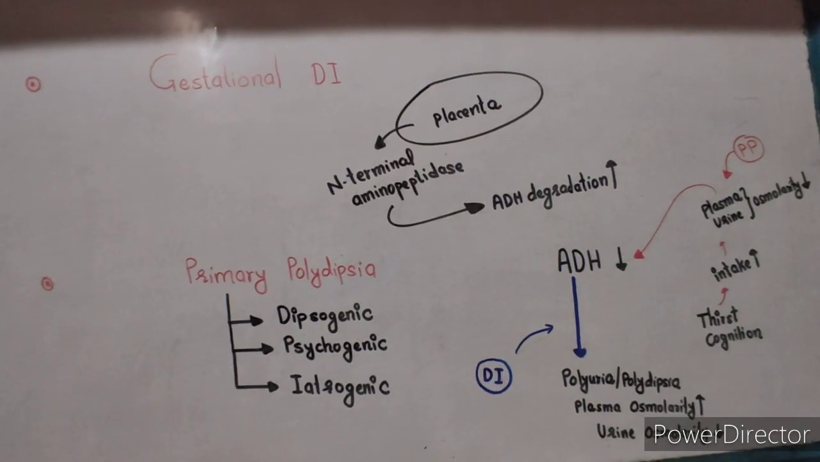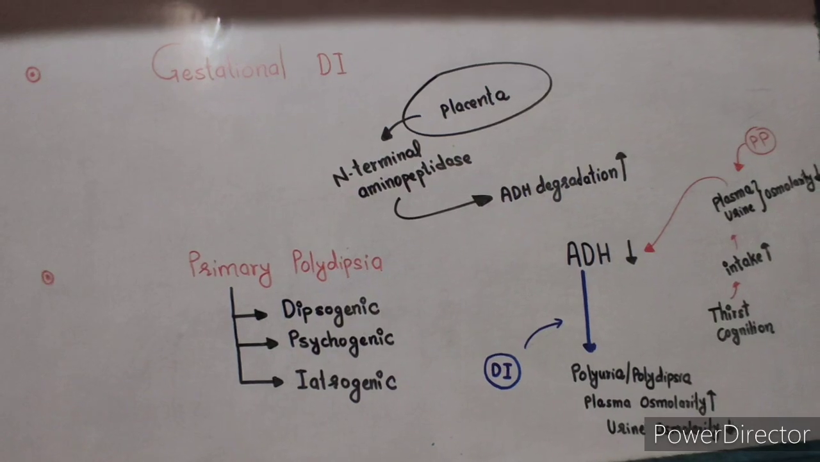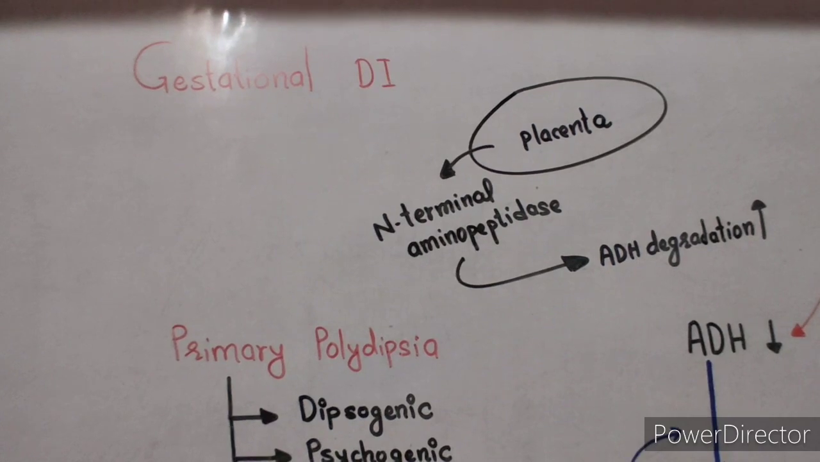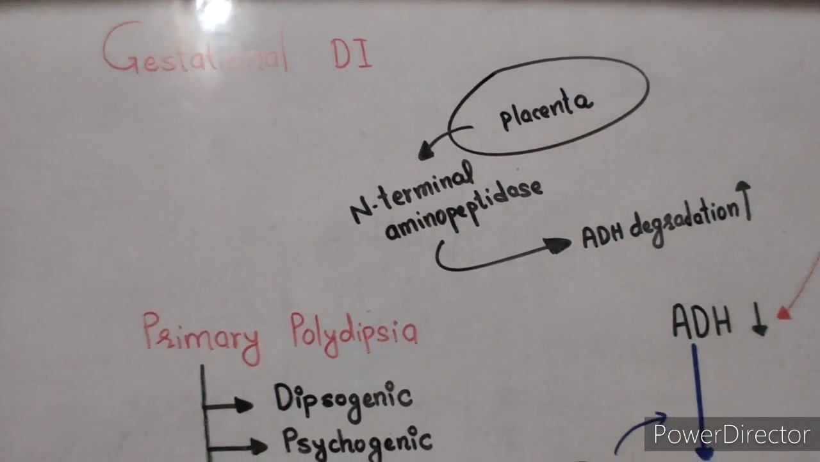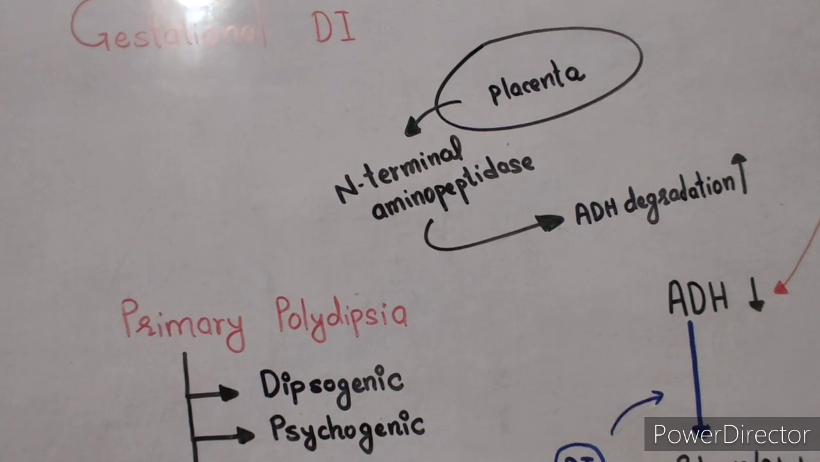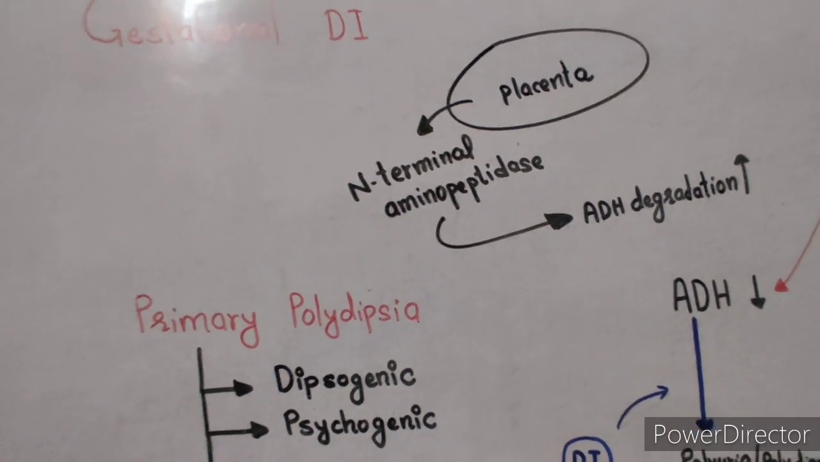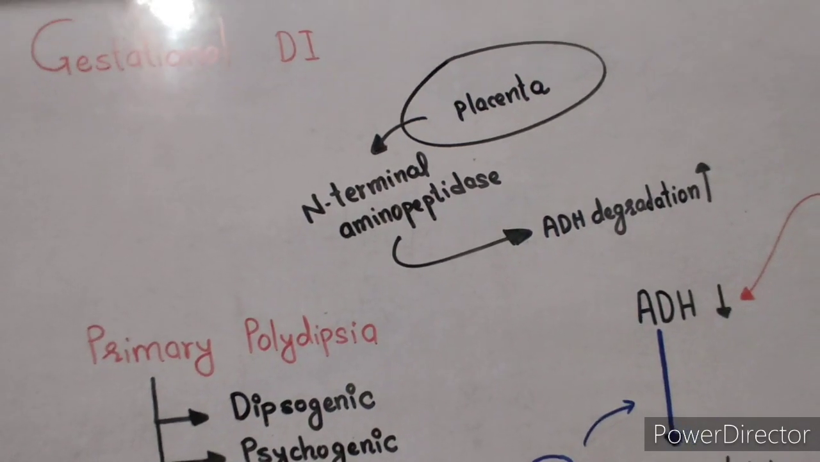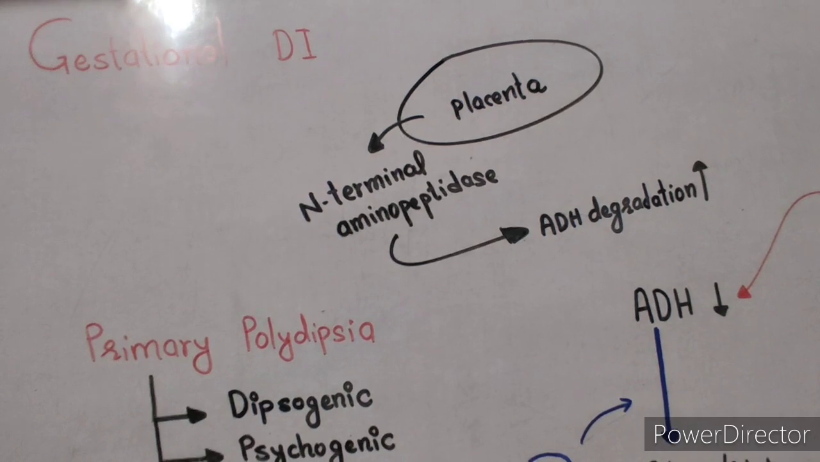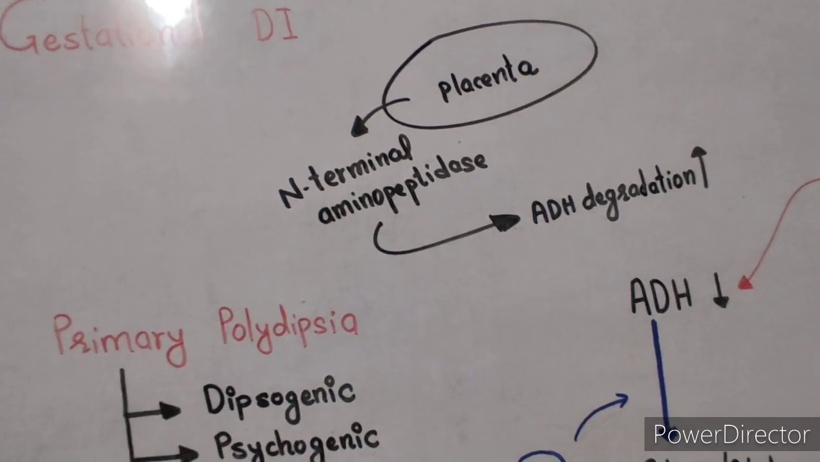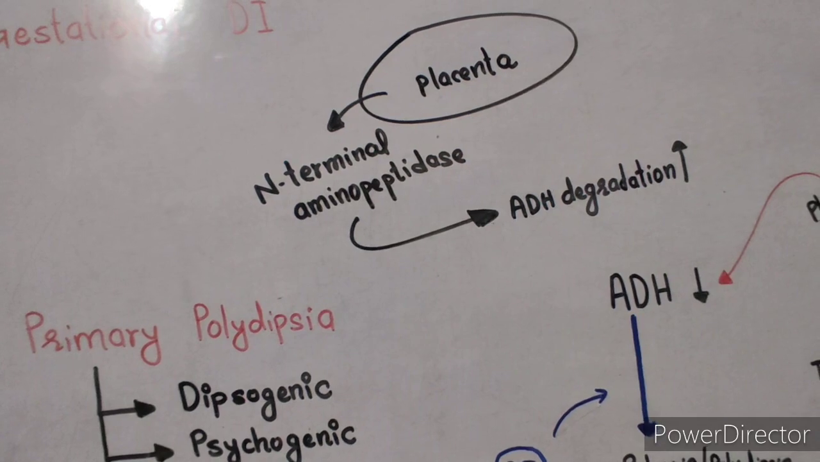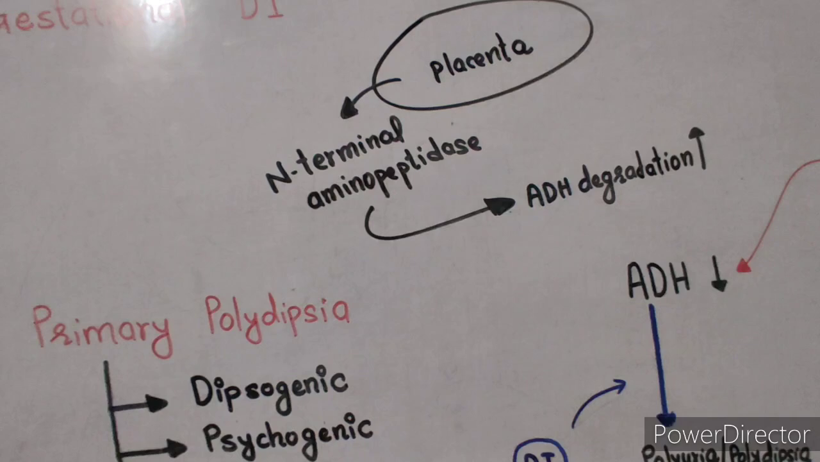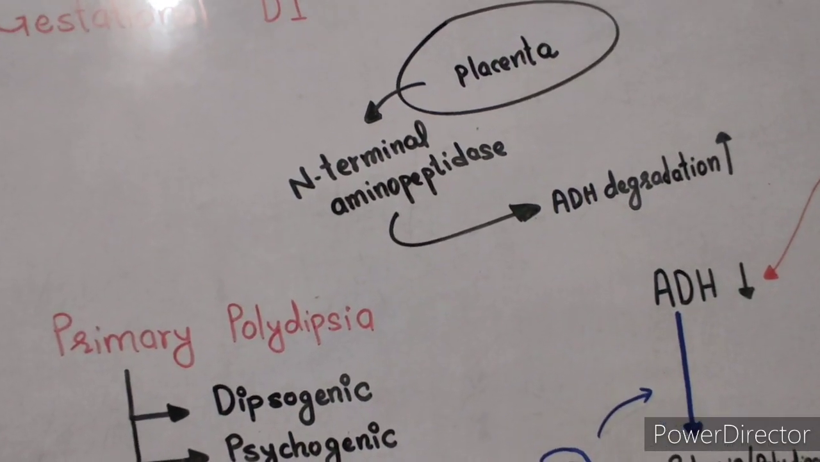Let's know about two other terms, gestational diabetes insipidus and primary polydipsia. In gestational diabetes insipidus, similar to cranial diabetes insipidus, there is decreased ADH, but the reason for decreased ADH is different. There is no problem or lesion in the hypothalamus or posterior pituitary, but the placenta in the second or third trimester secretes an enzyme called N-terminal aminopeptidase. This enzyme causes degradation of ADH 3 to 4-fold more than normal. So it causes decreased ADH and reabsorption of water cannot take place through the renal tubules.